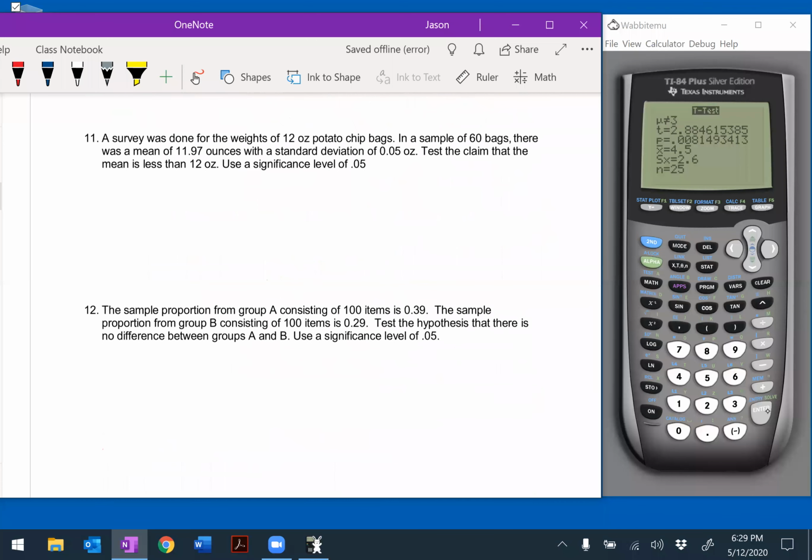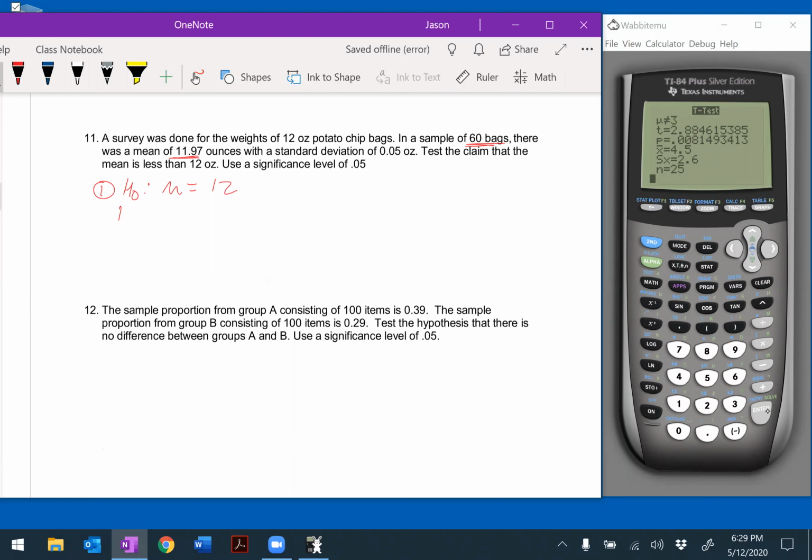Okay, let's head into these last three here. A survey was done for the weights of 12-ounce potato chip bags. Sample of 60 bags. There was a mean of 11.97 ounces with a standard deviation of 0.05 ounces. Test the claim that the mean was less than 12 ounces. Use a significance level of 0.05. So number one, what are we testing? We're testing that the mean should be 12 ounces. If it's not 12 ounces, they're ripping us off.